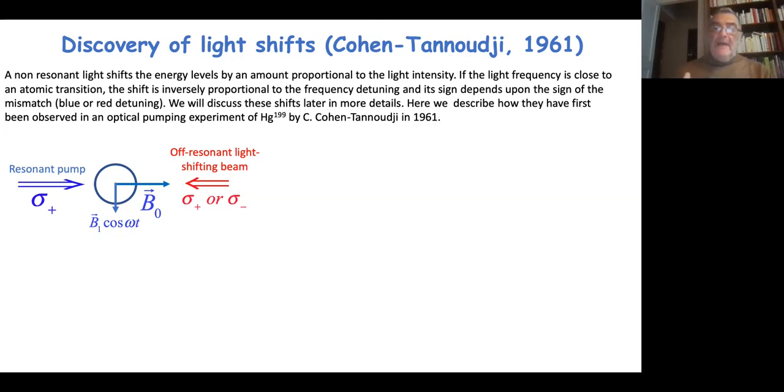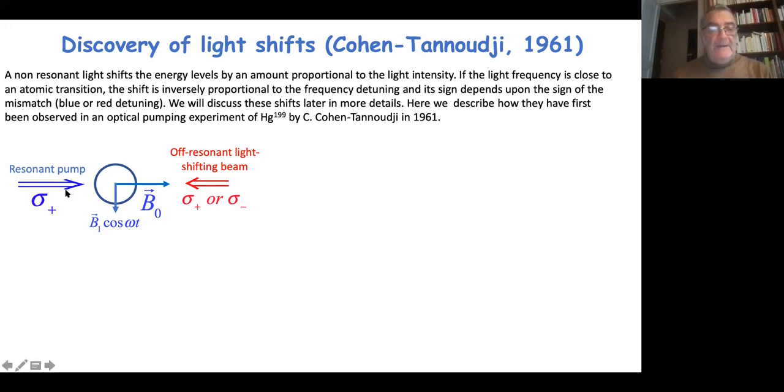So it's an effect which looks like the lamb shift, except that the lamb shift is due to the vacuum fluctuations, and here it's an effect which is due to photons which are applied to the system. If the light frequency is close to an atomic transition, the shift is inversely proportional to the frequency detuning. So if you get closer and closer to resonance, you get a larger and larger shift, but the shift vanishes at resonance. So it's a dispersive effect. And I will come back to the theory of this light shift later on. But here I just want to show you the optical pumping experiment which allowed Claude Cohen-Tannoudji to observe this light shift for the first time.